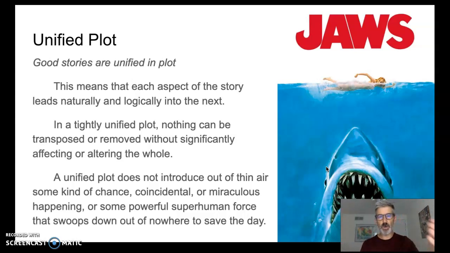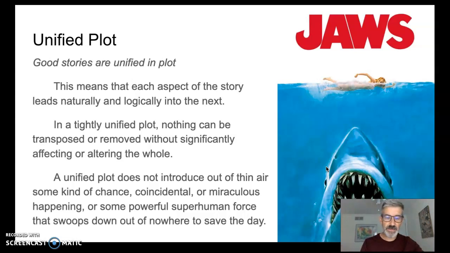That relates to this last part here. A unified plot does not introduce out of thin air some kind of chance, coincidental, or miraculous happening, or some powerful superhuman force that swoops down out of nowhere to save the day. It's raining outside. You might have heard that thunder and lightning that just occurred outside. Pay no mind.